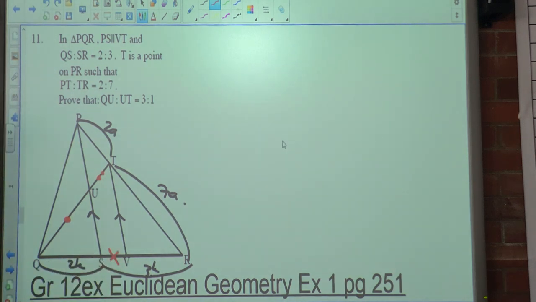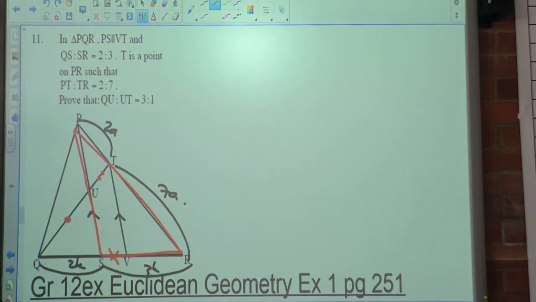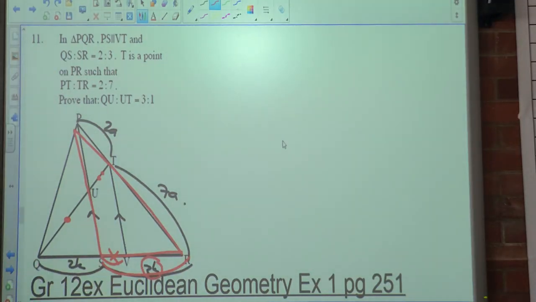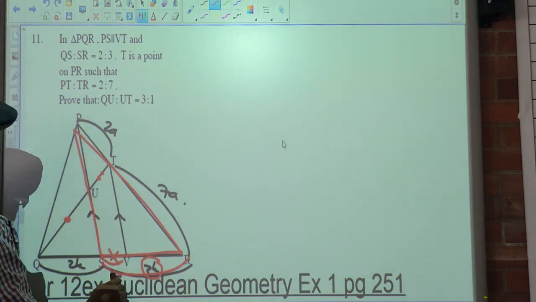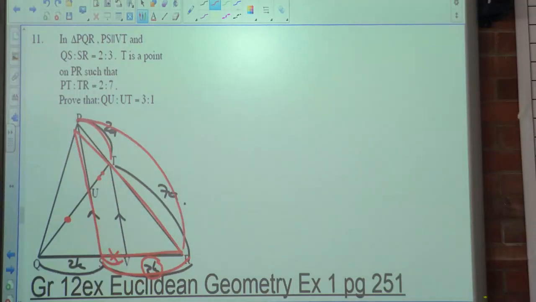Yes, because in this triangle going that way now, what do I notice? SV over SR, because I got SR's length to be 3K. You see that, people? So SV over SR is equal to PT over PR. And what's the length of PR in terms of A? 9A. Okay, so let's go.